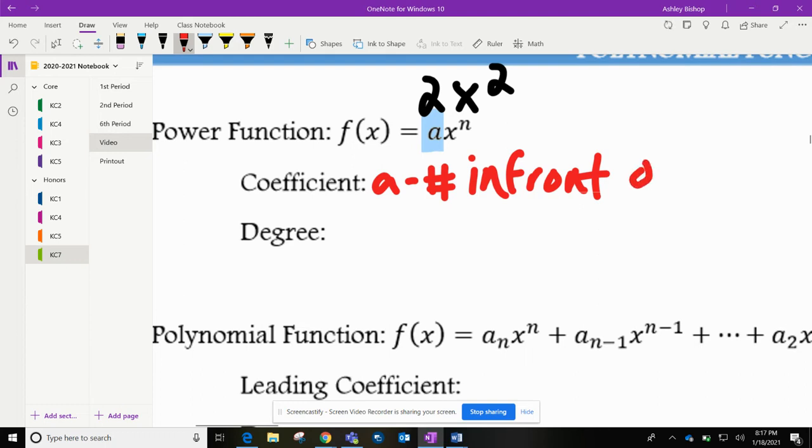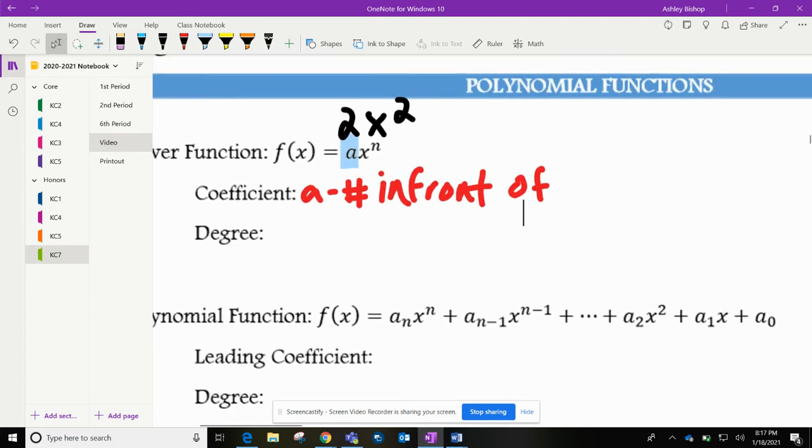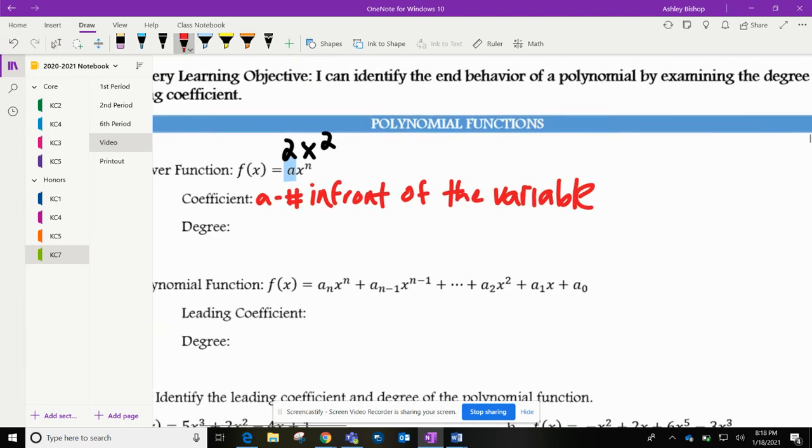of the variable, and a variable is just a letter. So the number in front of the variable slash letter. That's what that means. In our example, the number in front of the variable or letter is 2. So the coefficient is the number attached to the letter.